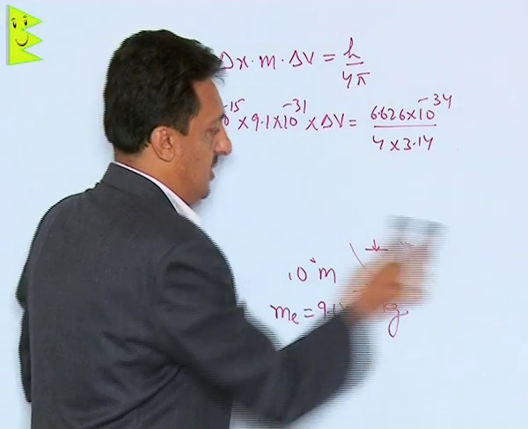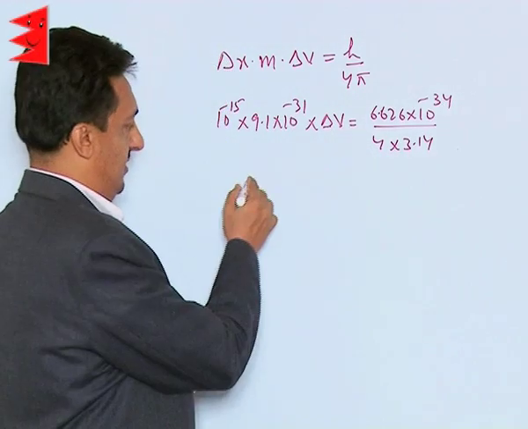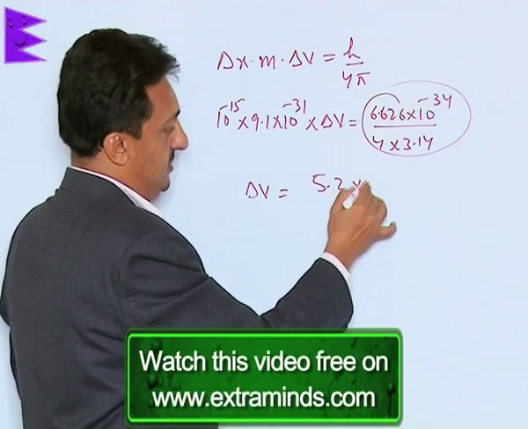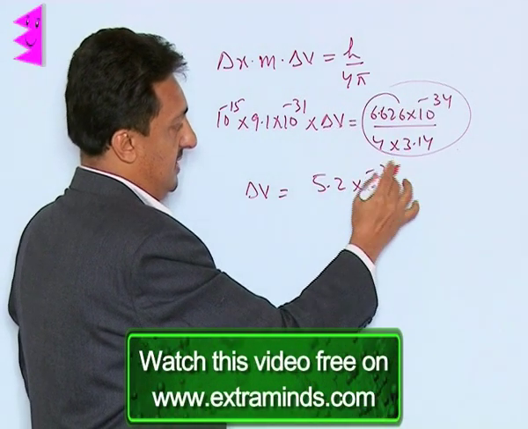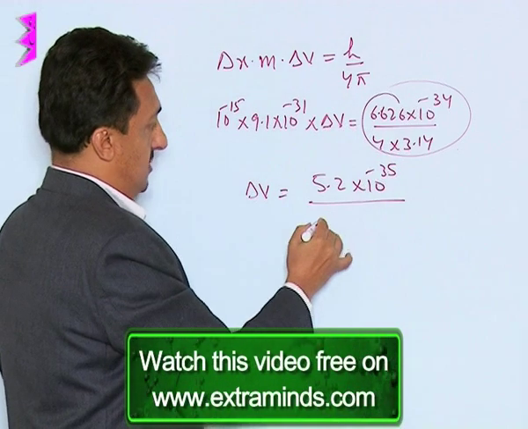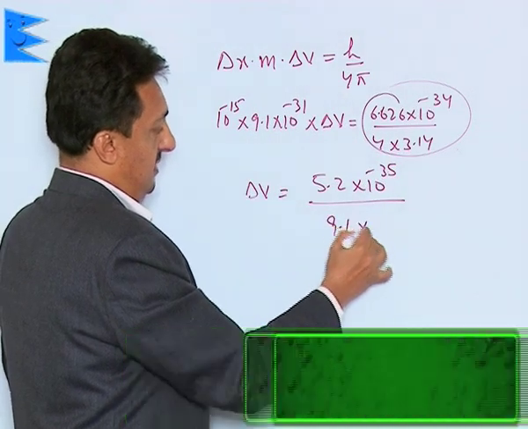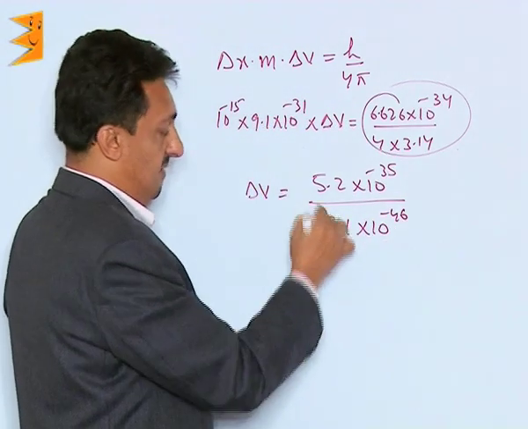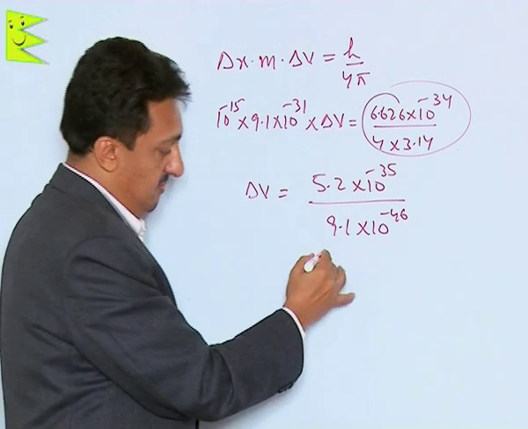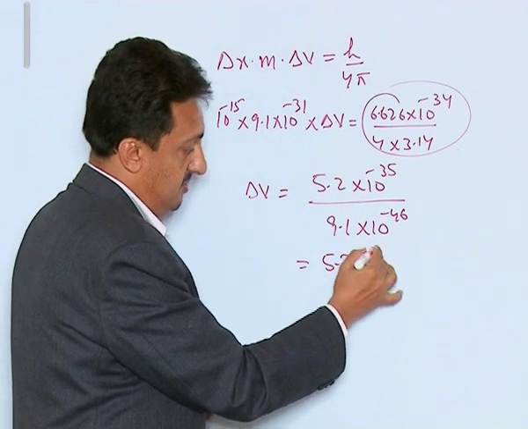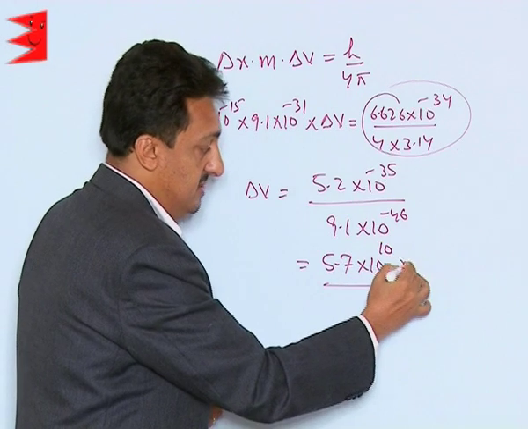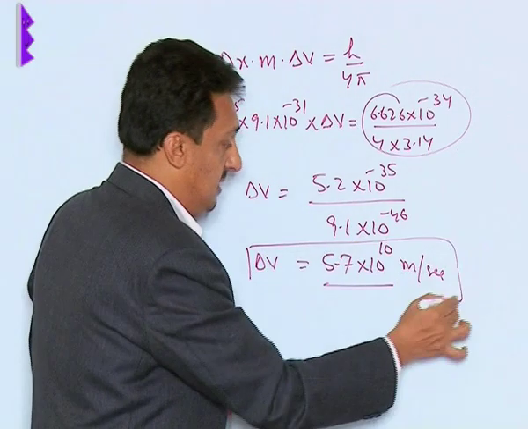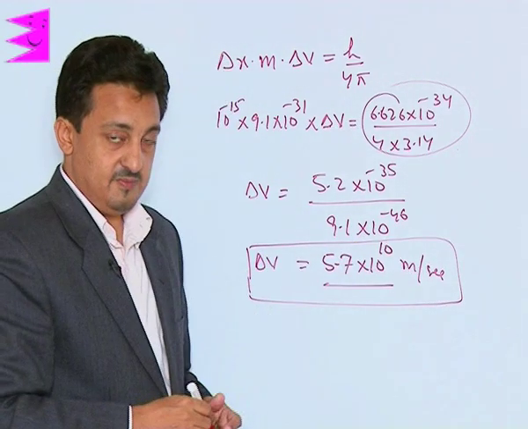So now let us find out what is the uncertainty in the velocity of the moving electron. It will be delta v, this whole we know is 5.2 into 10 to the power minus 35, divided by 9.1 into 10 to the power minus 31, and minus 15 is minus 46. And when we solve this, what we get is 5.7 into 10 to the power 10, and this will be meters per second. See, this much uncertainty in the velocity of the moving electron comes out.